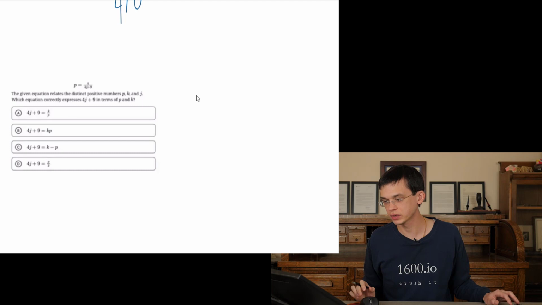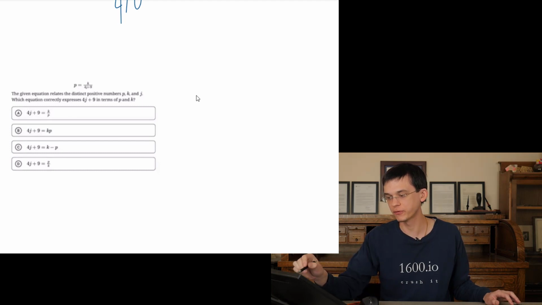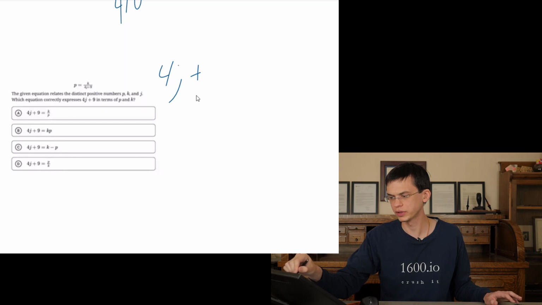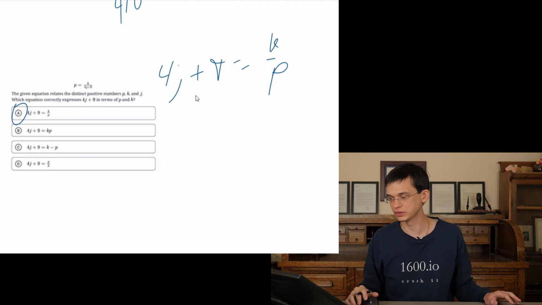We have a thing here, what correctly expresses 4j plus 9? Multiply both sides by 4j plus 9 and divide by p. So 4j plus 9 is going to be equal to k over p. So 4j plus 9 equals k over p. So the answer is A.